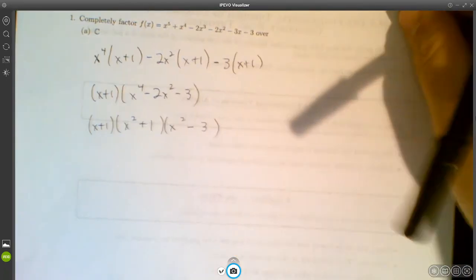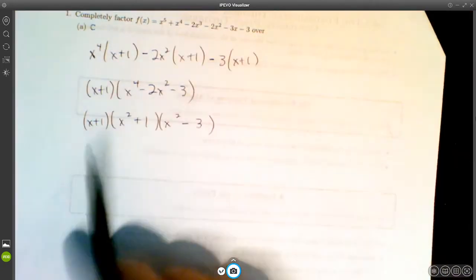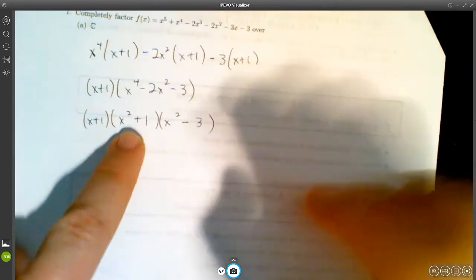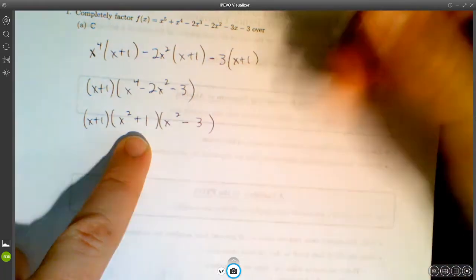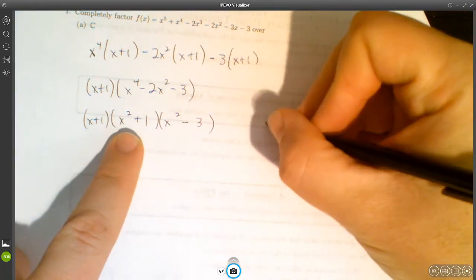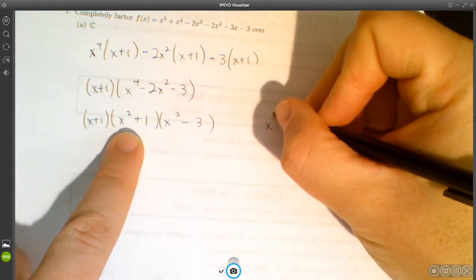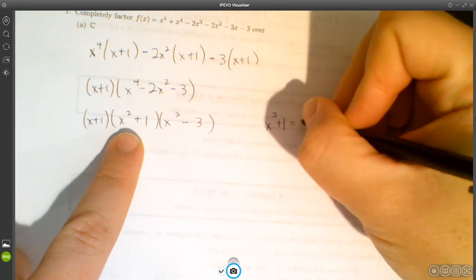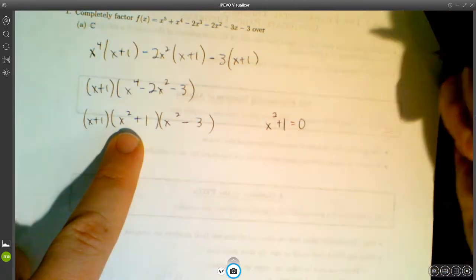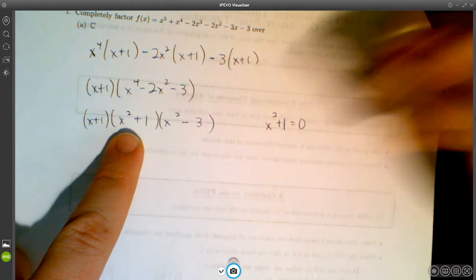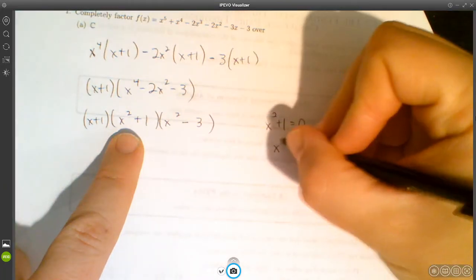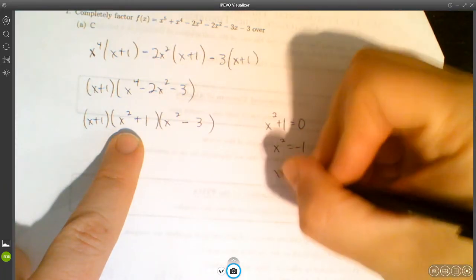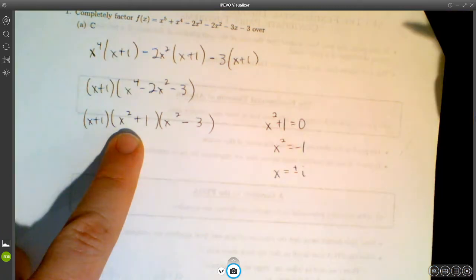Now, this is not completely factored. To factor this further, what we can do is set each factor equal to 0 and solve. So for example, if x squared plus 1 is a factor, then if I were trying to find the zeros, I would set that factor equal to 0 and then solve for x, right? So I would subtract the 1 and then take the square root, and I'm going to get x is plus or minus i.